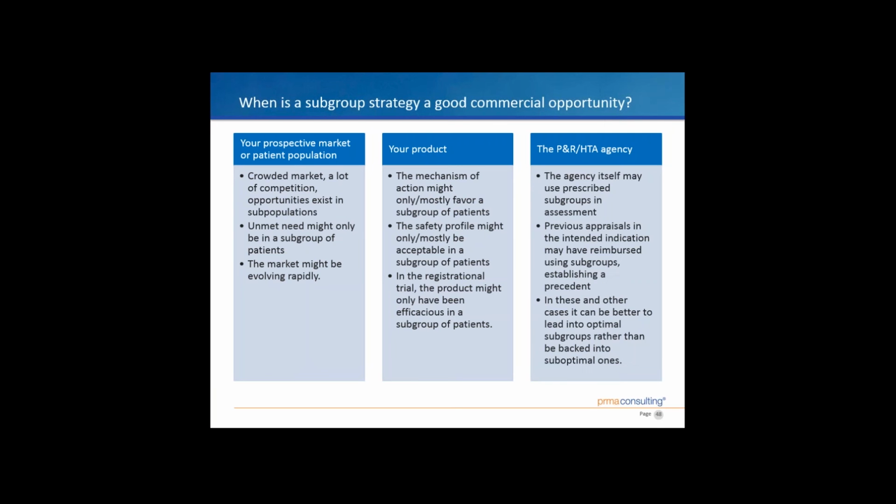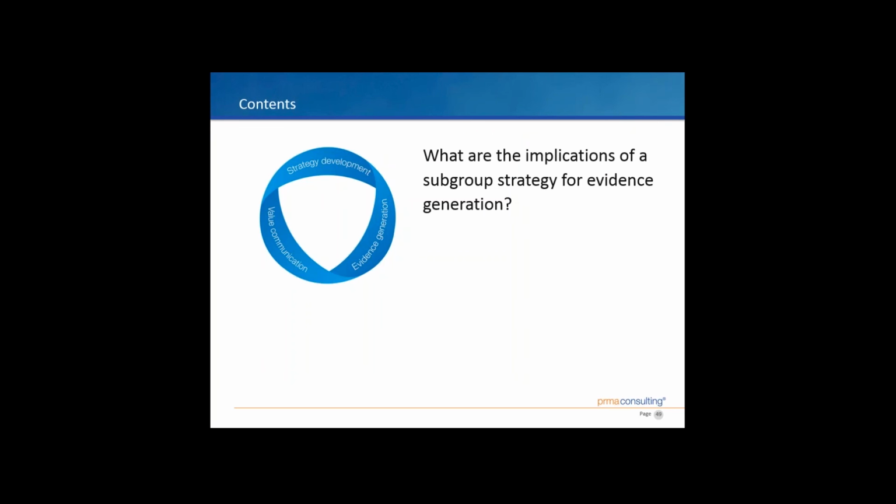The HTA agency is the third one, and what this boils down to is that in each agency, for a given indication and in reasonably local indications, previous subgroups that have been assessed will establish a precedent. It is reasonably straightforward, if not simple, for a manufacturer to predict what subgroups an agency is minded to ask for.